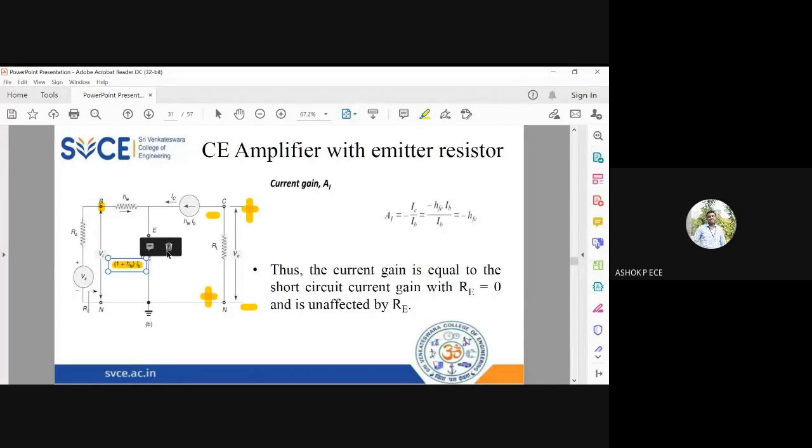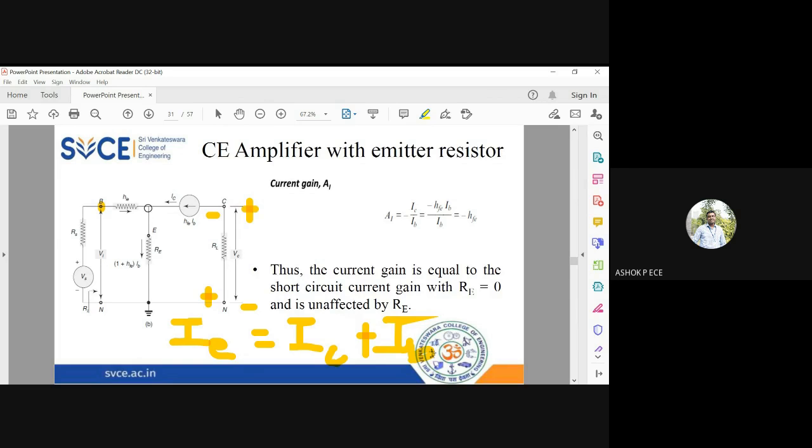So you know that emitter current IE is equal to IC plus IB. Emitter current equals collector current plus base current. And IC is equal to beta into IB. So if you take IB as common, you will get 1 plus beta into IB. 1 plus beta is also represented by HFE. So it is 1 plus HFE into IB.